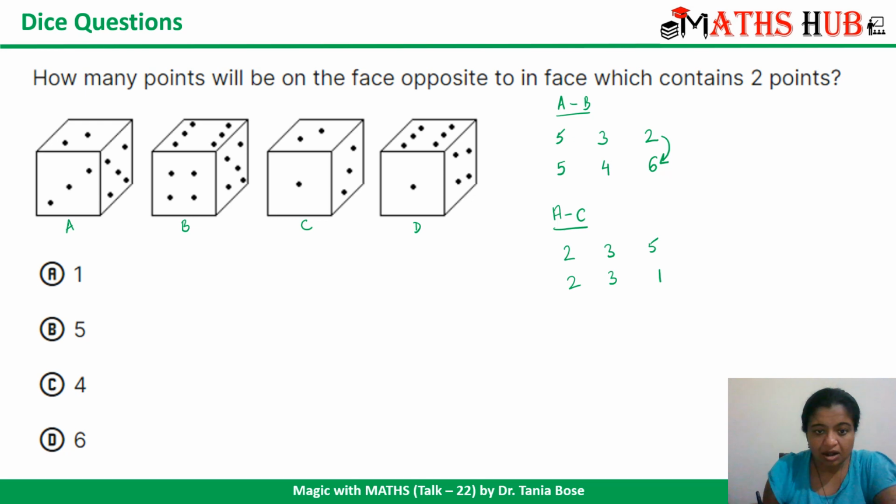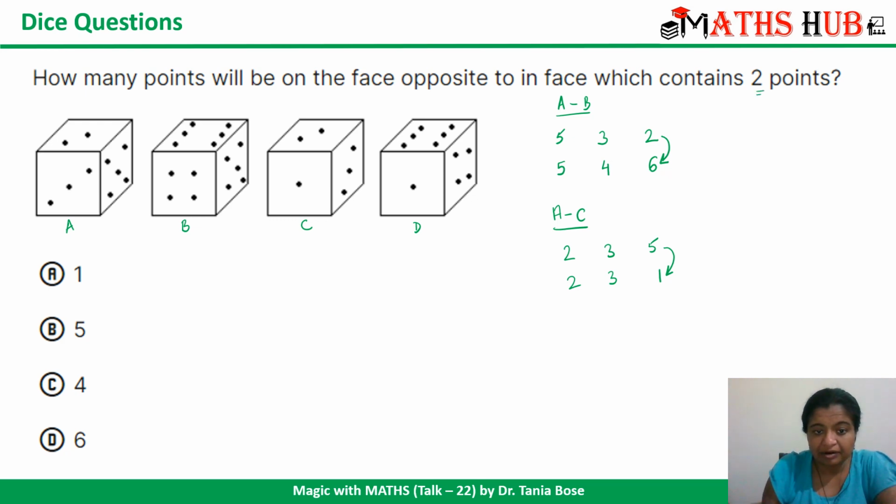That means opposite to 5, we should get 1, right? So opposite to face 5, it should be 1. Okay. But we want it for 2, so we haven't got the clue yet.